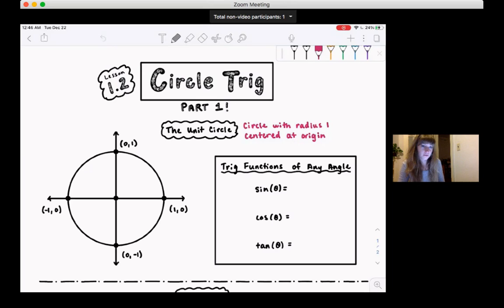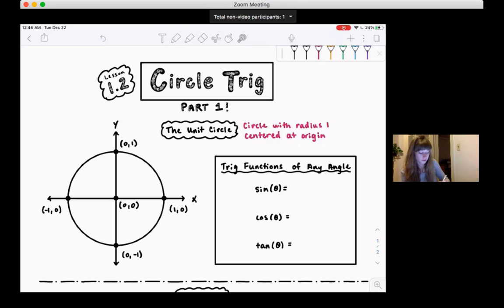So in this lesson we're going to extend trigonometry so that it doesn't apply only to right triangles but to all possible angles. And to do this we use something called the unit circle. The unit circle is just the circle with radius 1 that's centered at the origin, which is the point (0, 0) on the xy axis.